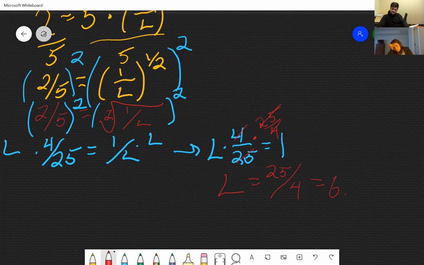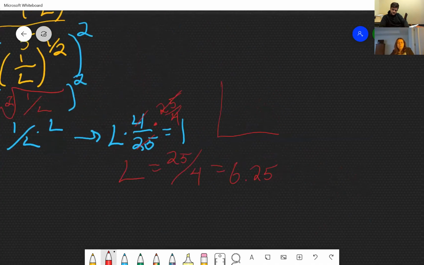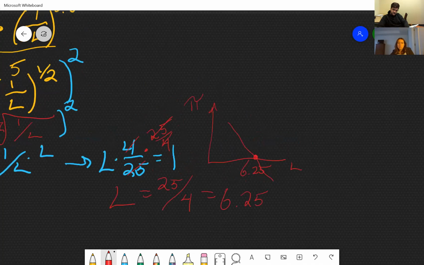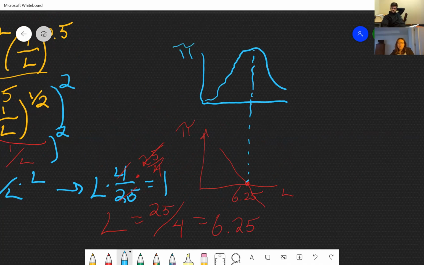So 6.25, that's the amount. That's where the derivative is crossing 0 in terms of labor, in terms of the profit. And that's where we're going to have the maximum amount of profit when our capital is fixed at 1. Does that make a bit more sense now? Yeah. Okay.